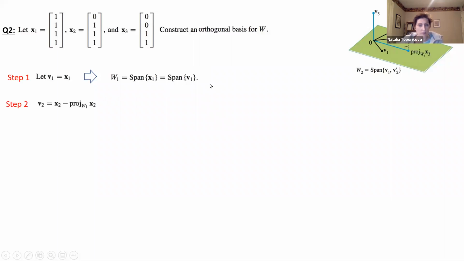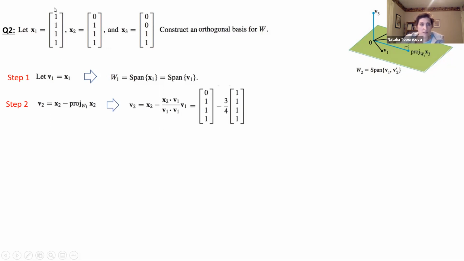So now our step 2, we will take the vector x2 and we project it on our subspace W1, or the line spanned by the vector v1. And by the definition of projection, we will have the orthogonal vector, which is the difference between our vector x2 and the projection of x2 on the space W1. And we will use our favorite projection formula.